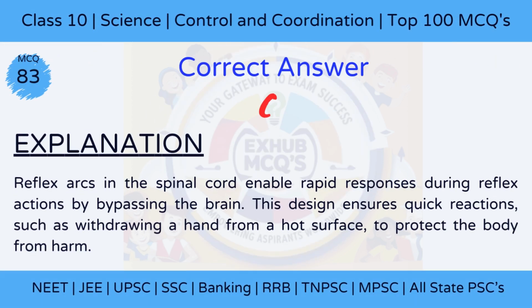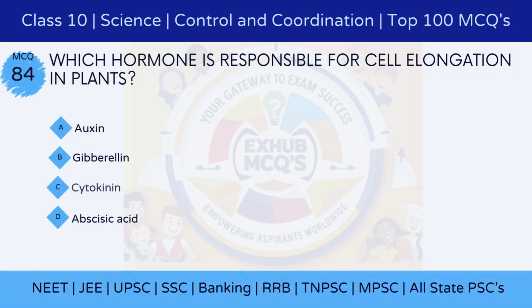The correct answer is option C, reflex arcs in the spinal cord. Explanation: reflex arcs in the spinal cord enable rapid responses during reflex actions by bypassing the brain. This design ensures quick reactions, such as withdrawing a hand from a hot surface, to protect the body from harm. 84. Which hormone is responsible for cell elongation in plants?